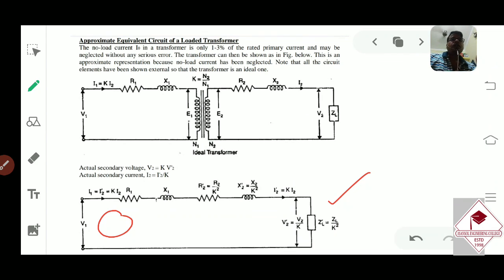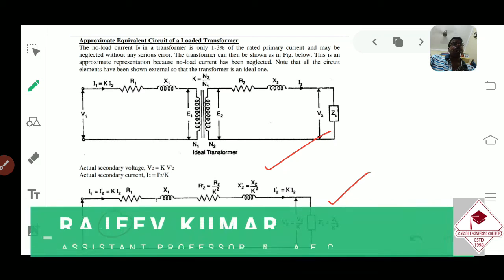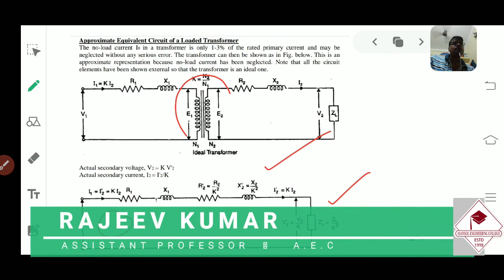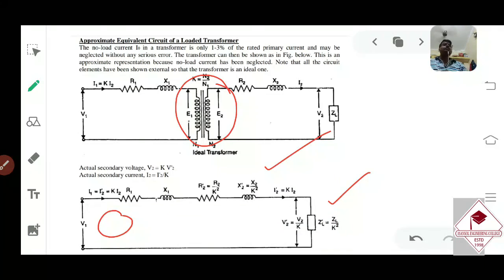The no load current I naught in a transformer is only 1 to 3% of the rated primary current and may be neglected without any serious error. The transformer can then be shown as in the figure below. This is an approximate representation because the no load current has been neglected. Note that all the circuit elements have been shown external so that the transformer is an ideal one. This is how we find the equivalent circuit for a transformer step by step.